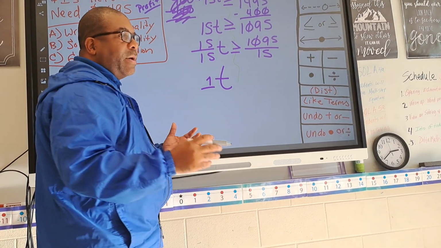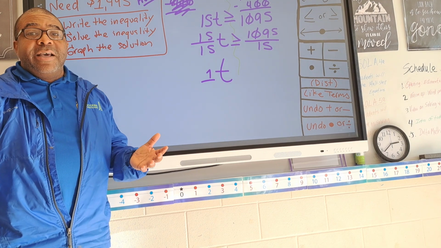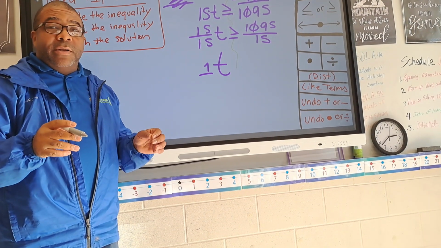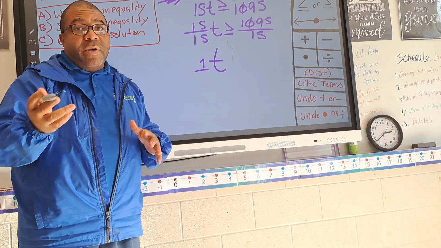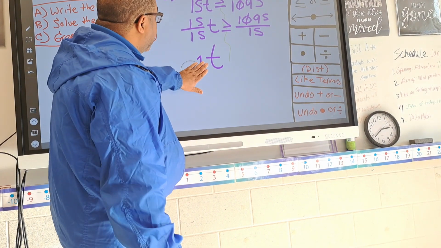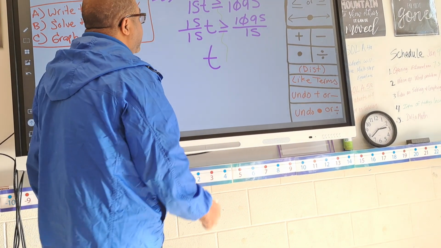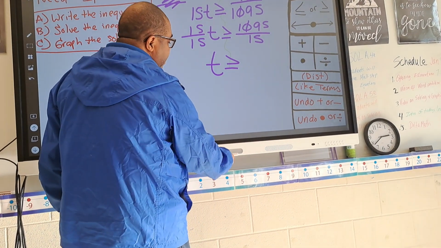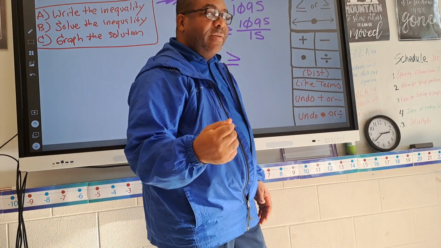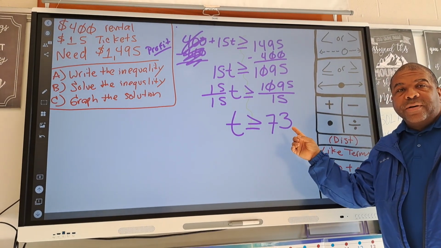Now, the interesting thing about algebra is it's lazy. So if it's a 1 in front of a letter, in front of a variable, algebra won't write it. So we don't need to have that 1. So T is greater than or equal to 1,095 divided by 15.